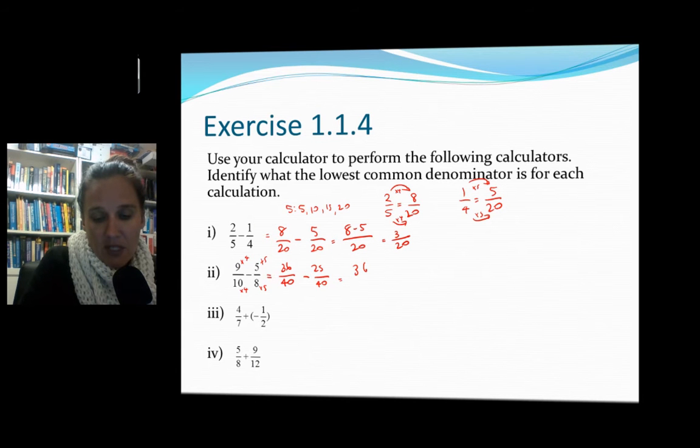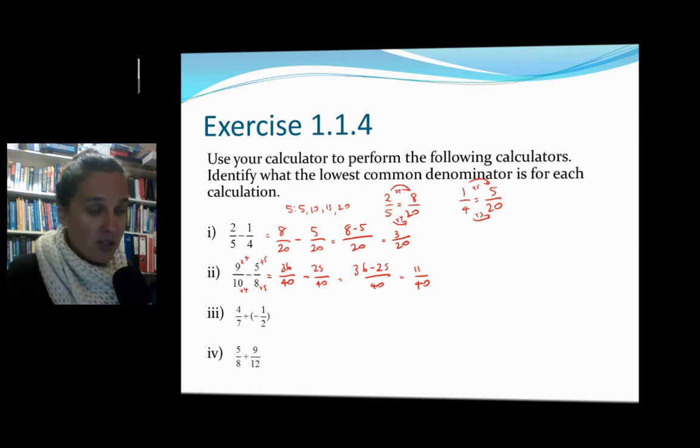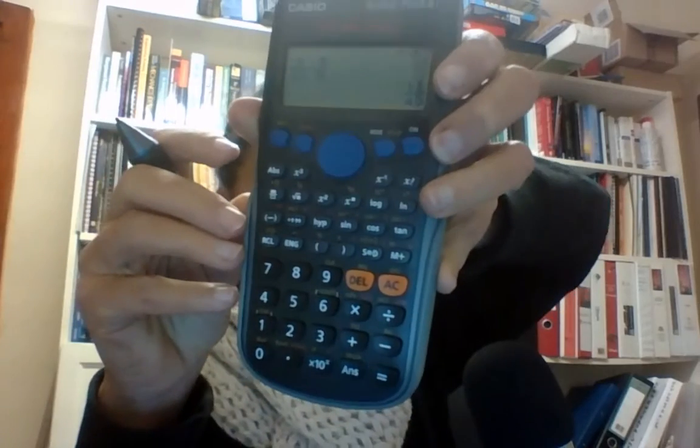So here we've got 36 minus 25 on 40 is 11 on 40. And using the calculator, same again, we use our fraction. We've got 9 on 10 minus 5 on 8 is 11 out of 40.